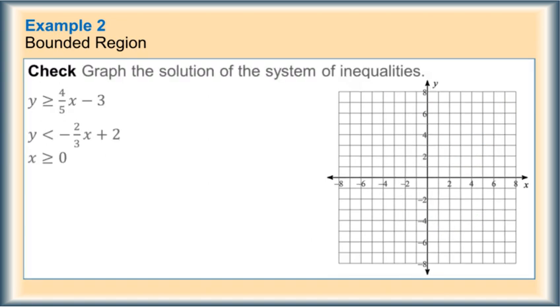Next, graph the solution of the system of inequalities here. So I'll use green for this first one. 4/5 x minus 3, so put a point at -3. 4/5 goes up 4, 1, 2, 3, 4, to the right 5. We're down 4 to the left 5. Has the solid line so it can equal it.